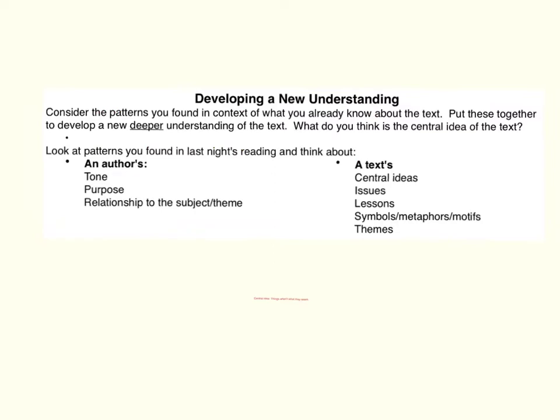First thing that you need to do, which everyone likes to skip over, is first think about what the central idea of the text is. Take a second to think about what you think is the central idea of the text. This is hard at this point because we've only read a few pages. But what do you see happening so far?